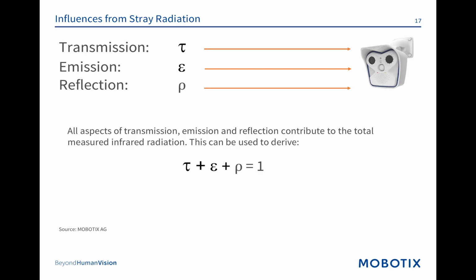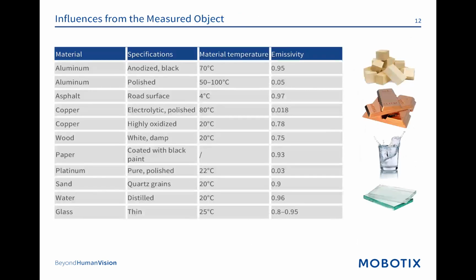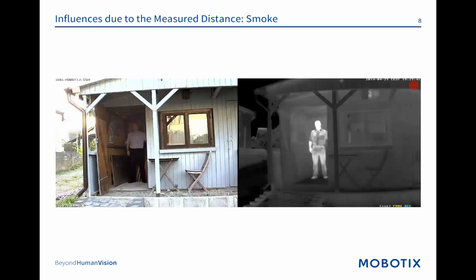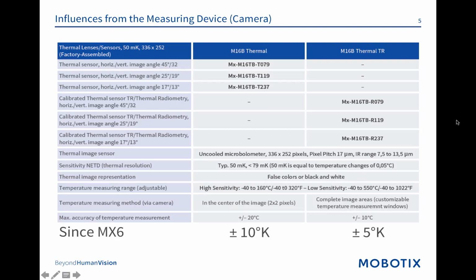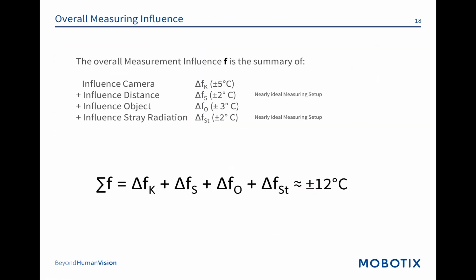So far about this physical background, but let's also have a look at the overall measurement influence. We have said that we have different influences. We have, of course, the influence of the camera. If I look back into this table we have seen, here we have said we have the accuracy of plus minus 5 degrees Kelvin, and this is also plus minus 5 degrees Celsius or Kelvin. It's the same, just a different offset. This is actually the same value.